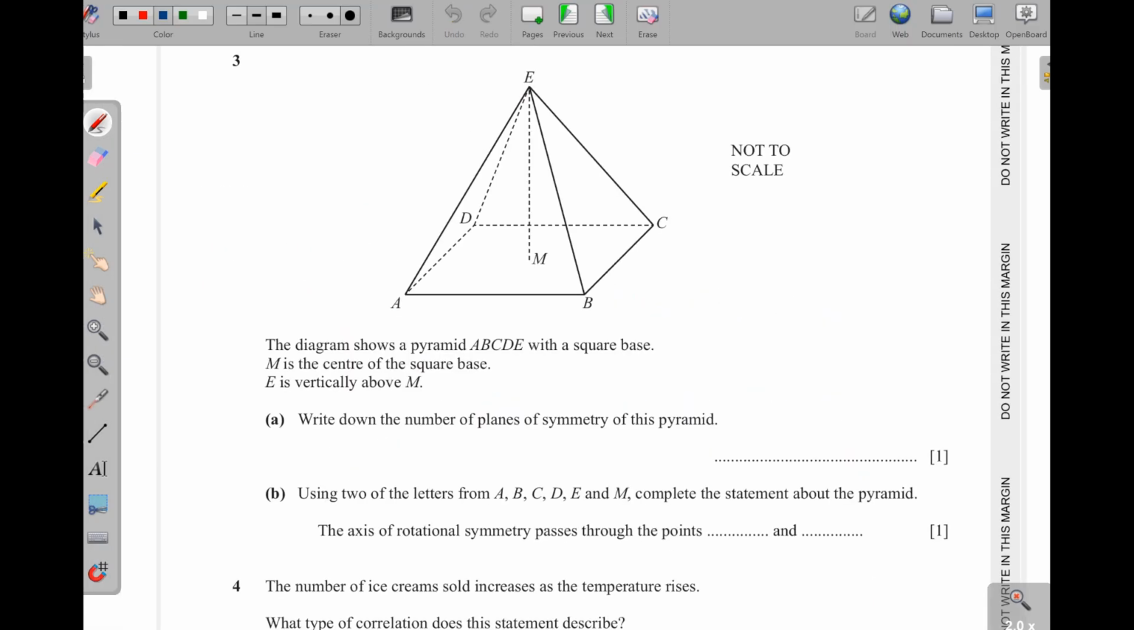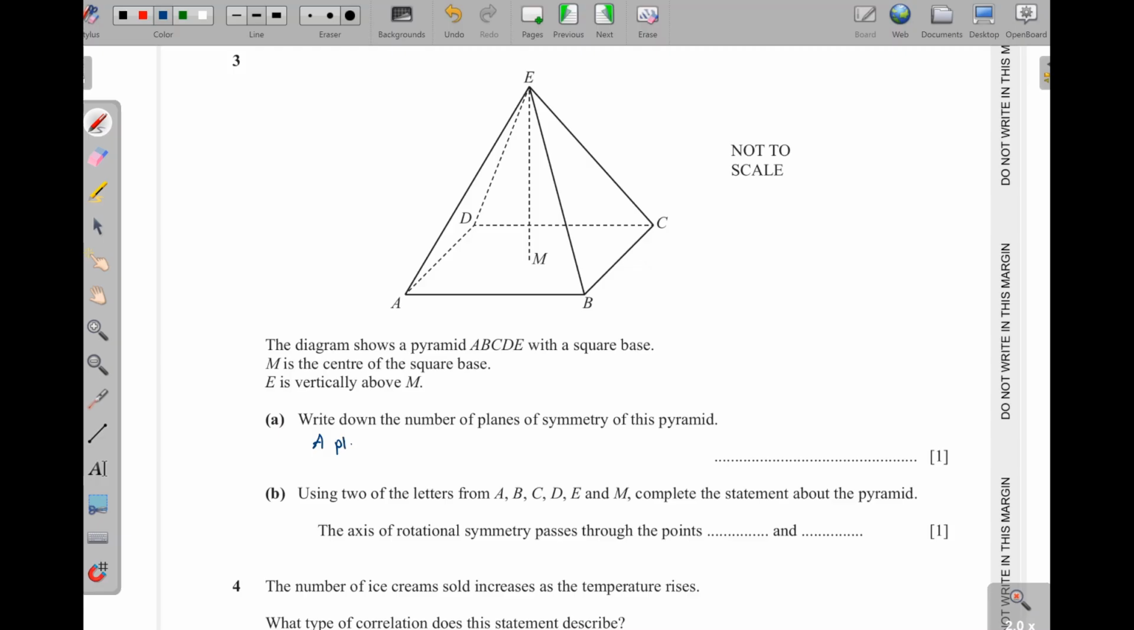Question 3 is coming from symmetry. They're saying the diagram shows a pyramid ABCDE with a square base. M is the center of the square base. E is vertically above M. Write down the number of planes of symmetry in this pyramid. Now, you should know that a plane of symmetry passes through the lines of symmetry. It is formed by the lines of symmetry.